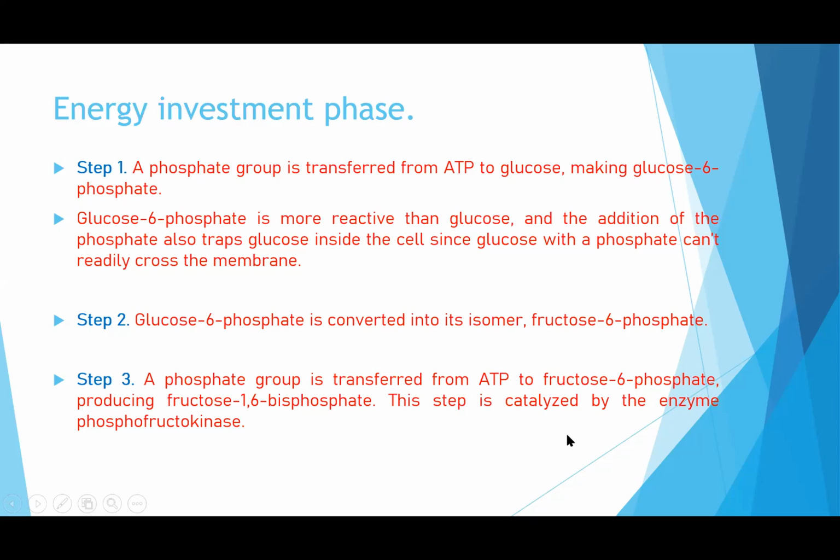Lubaba, is Lubaba there? Yes, sir. Lubaba, I have a question. Look at step three. Can you tell me in step three which molecule is phosphorylated and which molecule is dephosphorylated? Fructose is phosphorylated and ATP is dephosphorylated.